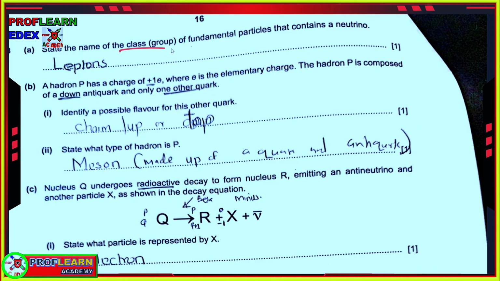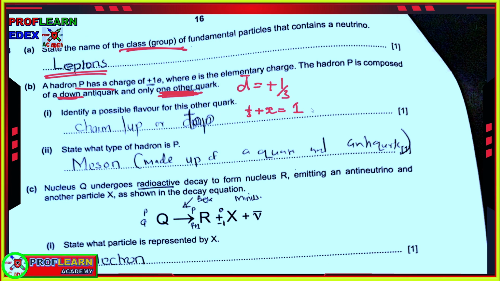The family, the group that contains neutrino, electrons, and the positrons, those are called leptons. Now, a hadron P has a charge of 1e, where e is the elementary charge, and the hadron P is composed of a down antiquark. Something that you need to remember: a down antiquark has a charge of positive 1 over 3. Then since it's made of another quark, it will be 1 over 3 plus x should give us the charge that we are being told here, 1.